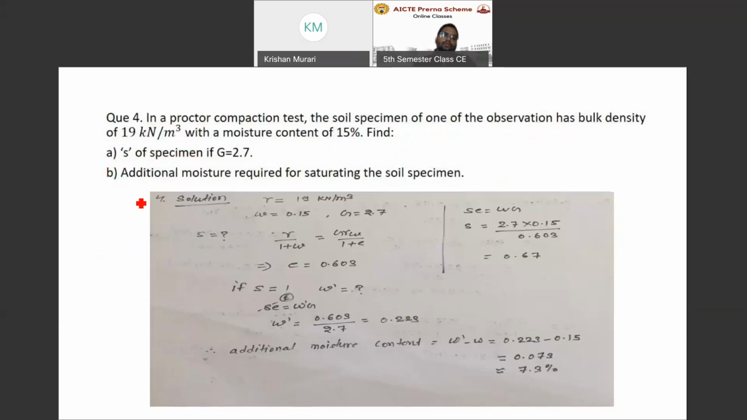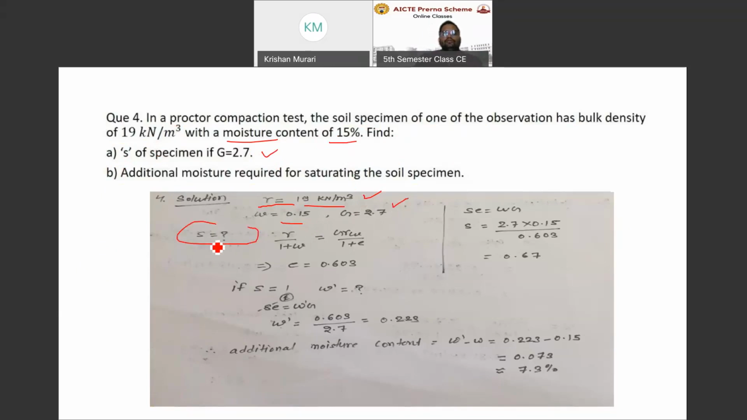Here is the solution. What is given to you? First, the bulk unit weight, 19 kilonewton per meter cube. The other thing given is the water content or moisture content; moisture content and water content are the same term. So here water content is 15%, you can also write it as 0.15. And next, the specific gravity, that is 2.7.